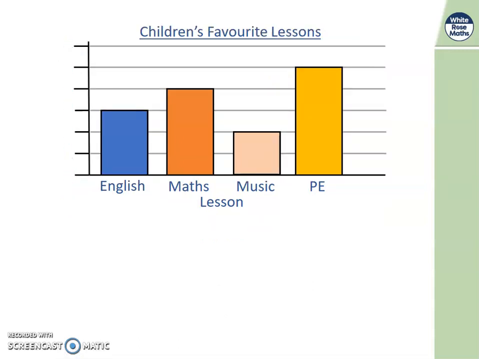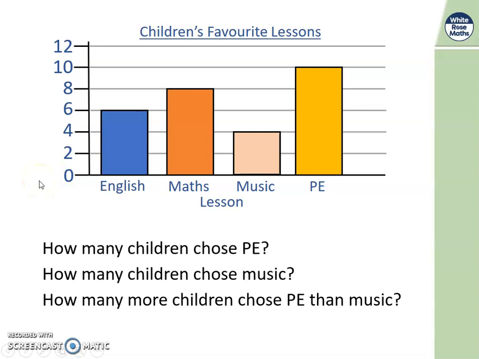So let's change our scale here, so the amount of children. Let's change that because sometimes it doesn't need to count up in ones, it can count up in 2s or 10s or whatever you want your scale to be, just like the pictogram. So I want you to work out now these questions. So pause the video to give yourself some time and have a think.